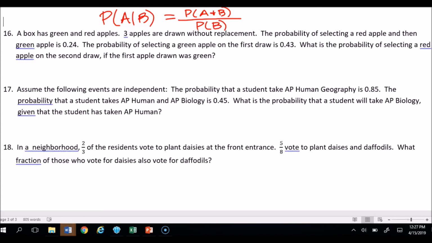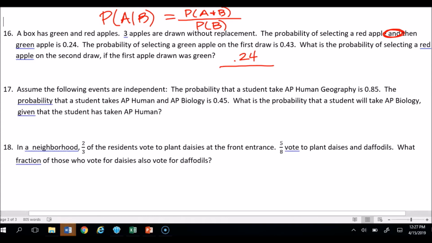So what we want to do is take the probability of A and B, 2 things occurring, and divide it by the probability of 1 thing occurring. So it says here, a box has green and red apples. 3 apples are drawn without replacement. The probability of selecting a red apple and then a green apple is 0.24. So you notice this right here. So that tells me I'm going to do the 0.24 on top.